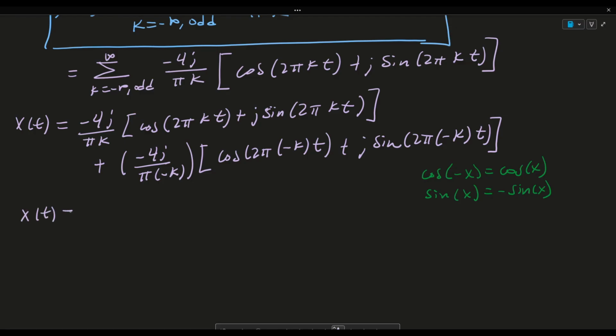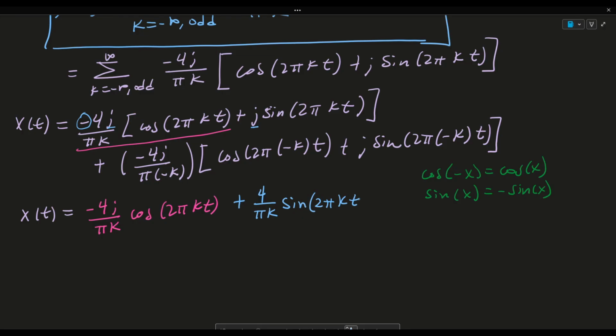So x of t, I'm going to do one term at a time. For this term here, we get minus 4j over pi k cosine 2 pi kt. For this term here, this j and this j become a negative one, and then this negative here, so it becomes a positive. So we get plus 4 over pi k sine of 2 pi kt.